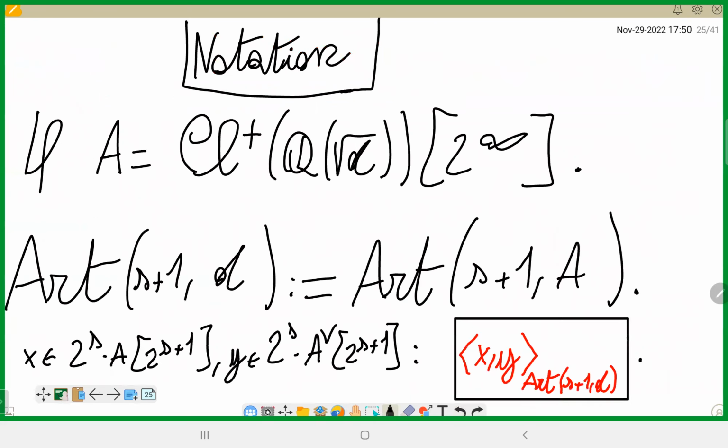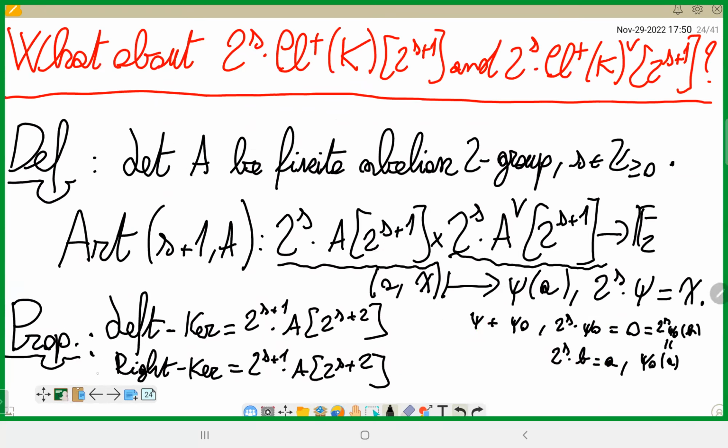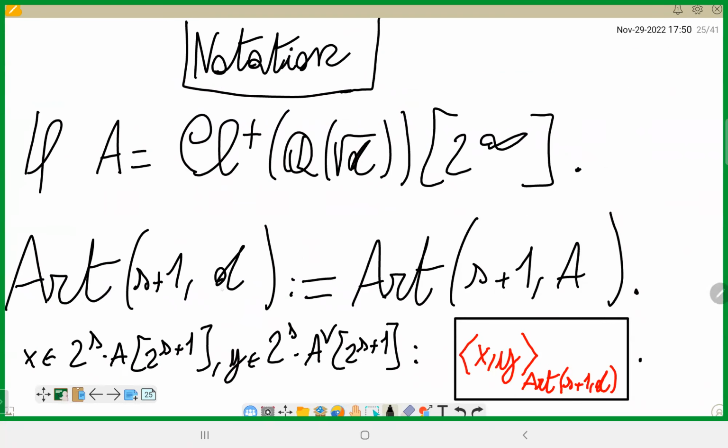And let me make a notation for this. If A is the narrow class group, I will call this pairing the Artin pairing of level s plus 1 for the narrow class group, denoted Art s plus 1 d. And the pairing between x and y, I will denote by this bracket here. All right, so that's my notation.